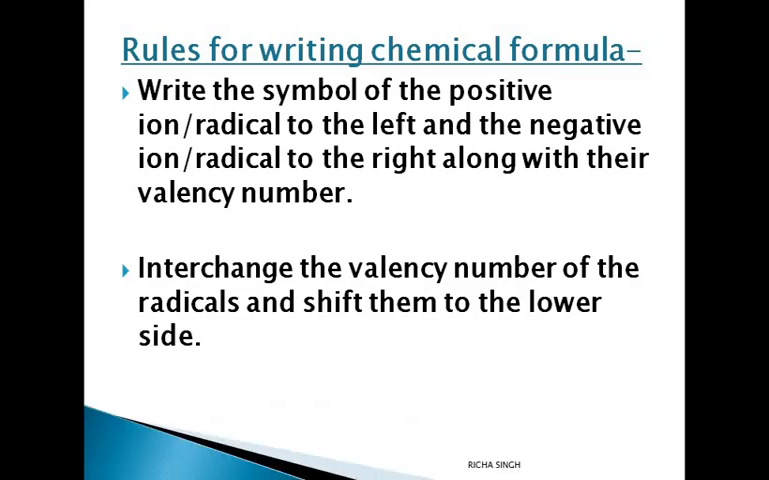So how to write a chemical formula? First, you will write the positive ion, that is the cation, on the left side and the anion on the right side. Then you will interchange the valency and you will shift them to the lower side. This is the concept for writing chemical formulas. So for that you should be very clear with the symbols as well as the valencies. The chart is given. Please learn the chart for valency also. I hope you all have learned the symbols.